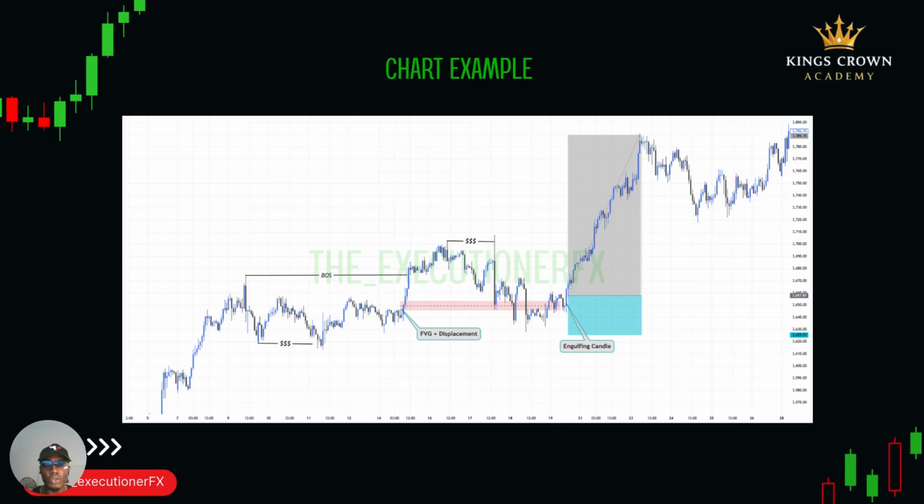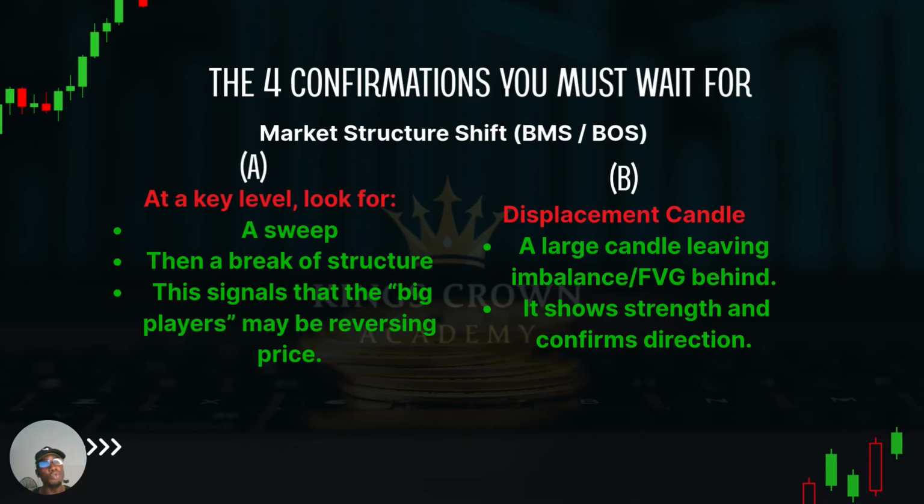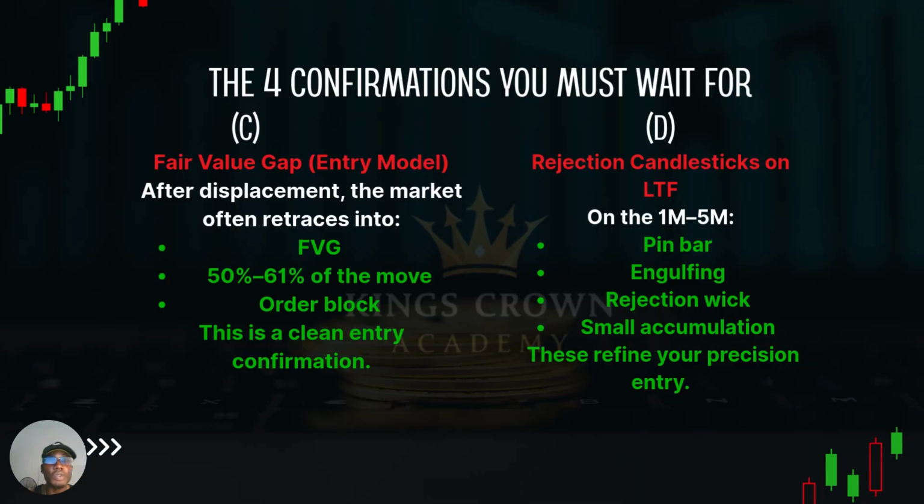All right, so let me just run you through it again. Number one, check your key level, and at a key level, look for a sweep or a break of structure. This signals that big players are already about to move the market. Then wait for a displacement candle, which leaves an imbalance. After that, spot out your retracement into your order block, your fair value gap, or 60% of your Fibonacci. Once you see that, that's a clean entry confirmation depending on your time frame.